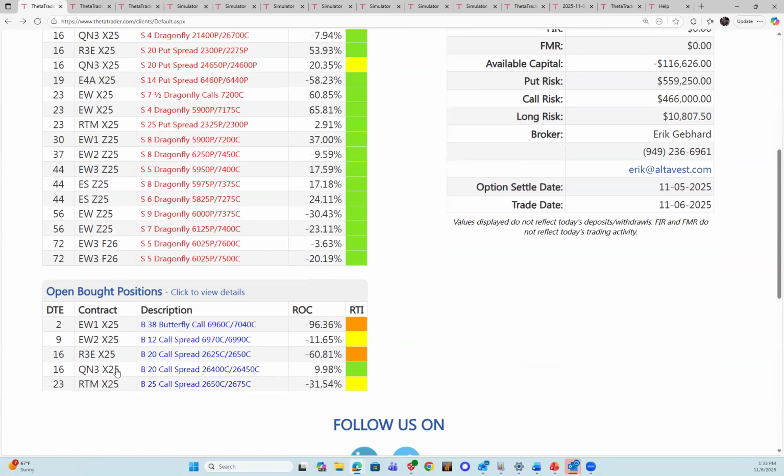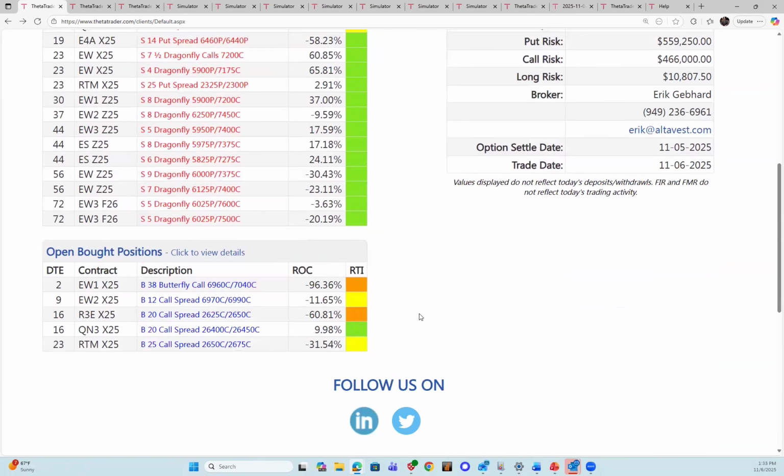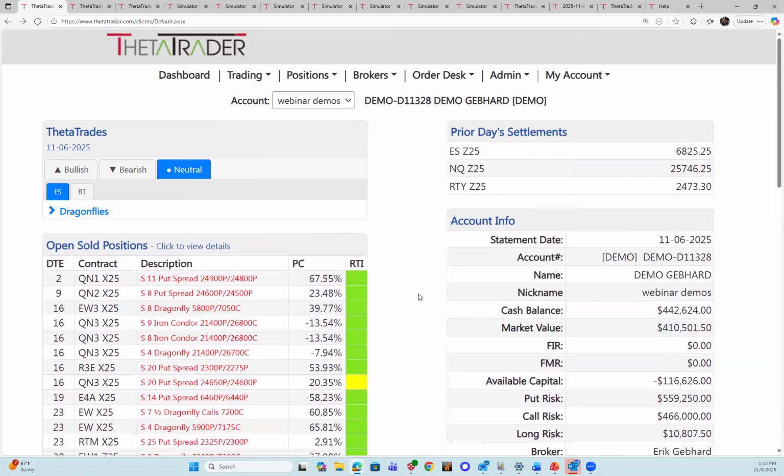You'll notice the open long positions typically are negative right now, and open short positions, most are positive or close to it. And again, that makes sense, doesn't it? Because long option strategies have a much lower probability of working out for the trader. And here are the positions.